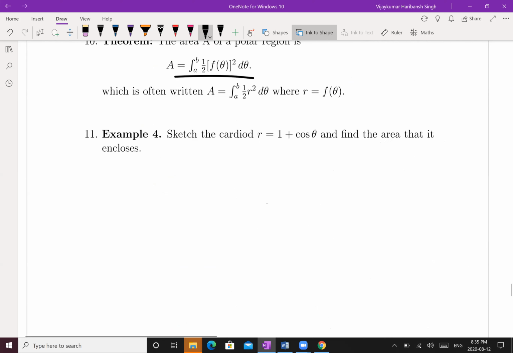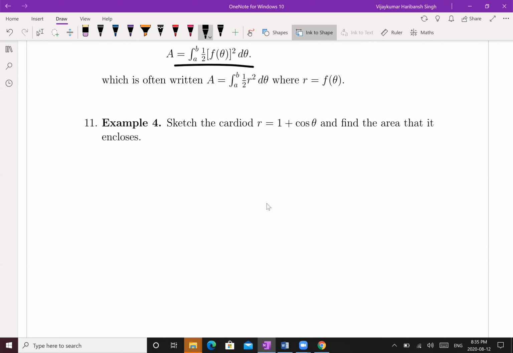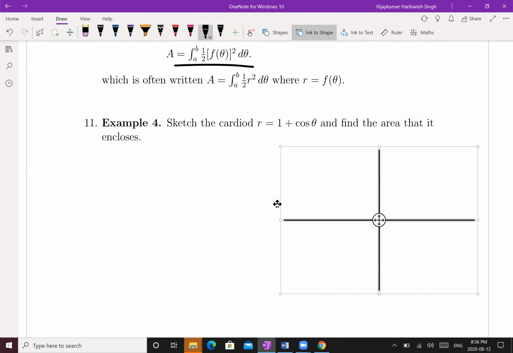So let's work on a problem. First, sketch a cardioid r equals 1 plus cos theta and find the area it encloses. So we want to sketch a cardioid. So r is the distance from the origin, right? Now let's see how cos theta looks like. Since we want to go from 0 to 2 pi, at least we are hoping that will make the whole thing. So let's draw that.